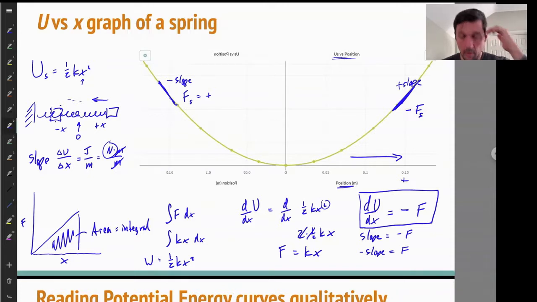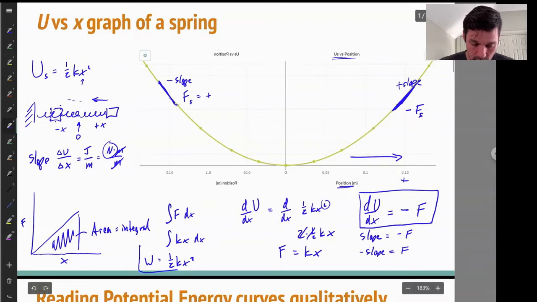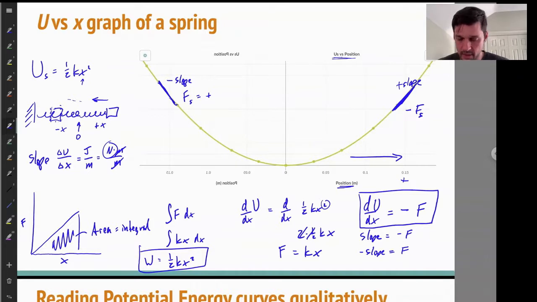So we've got a couple big ideas that we're going to carry through. The derivative of the potential energy is, at least in magnitude, equal to the force, and the integral of the force is equal to the work done, or is equal to the energy added.